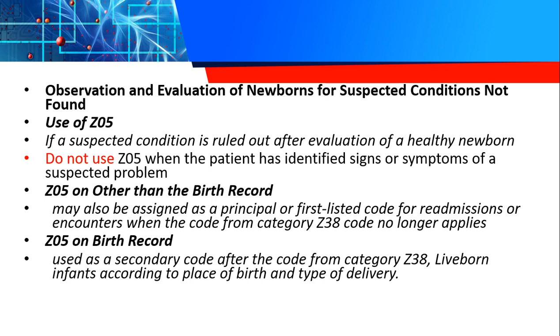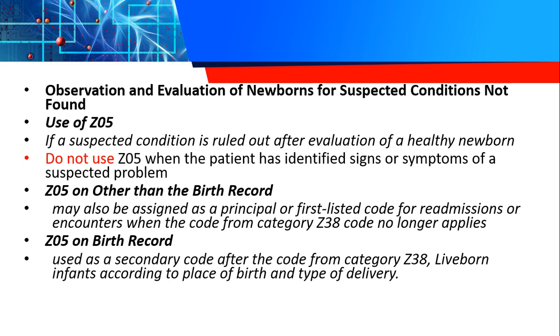Okay, so if the suspected condition is not present after checking the newborn, you are going to use your code Z05. You use your Z05 if a suspected condition is ruled out, meaning it is already found out that after evaluation of a healthy newborn, that suspected case is not really present and the newborn is really healthy.